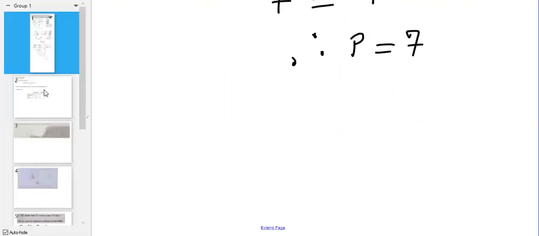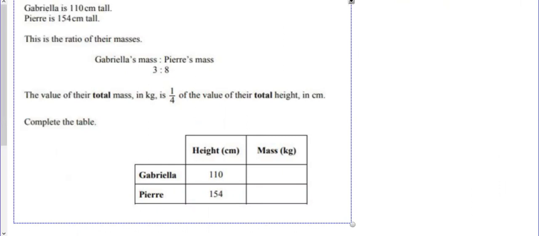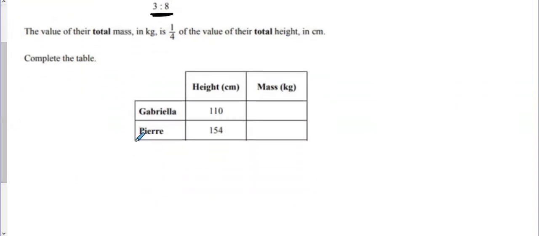Okay, the next question is this question here, which says Gabriela is 110 centimeters tall and Pierre is 154 centimeters tall. This is the ratio of their masses: Gabriela's mass to Pierre's mass is 3:8. The value of their total mass in kg is 1/4 of the value of their total height. Okay, so you have to take the total height here. Find the total height.